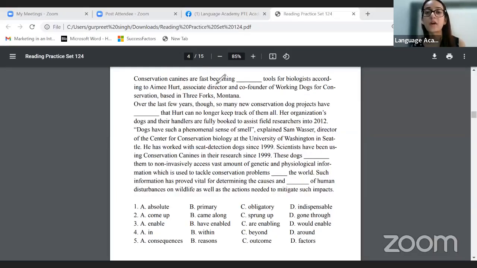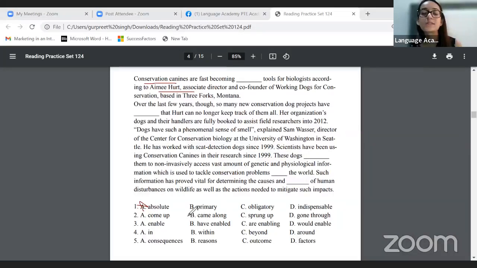Conservation canines are fast becoming dash tools for biologists, according to this person, Associate Director and co-founder of Working Dogs for Conservation based in Three Forks, Montana. So we have a statement, a fact: something is becoming dash tools for biologists. Now we have absolute tools. There's no meaning of absolute here. Primary means basic, and the opposite of primary is advanced tools.